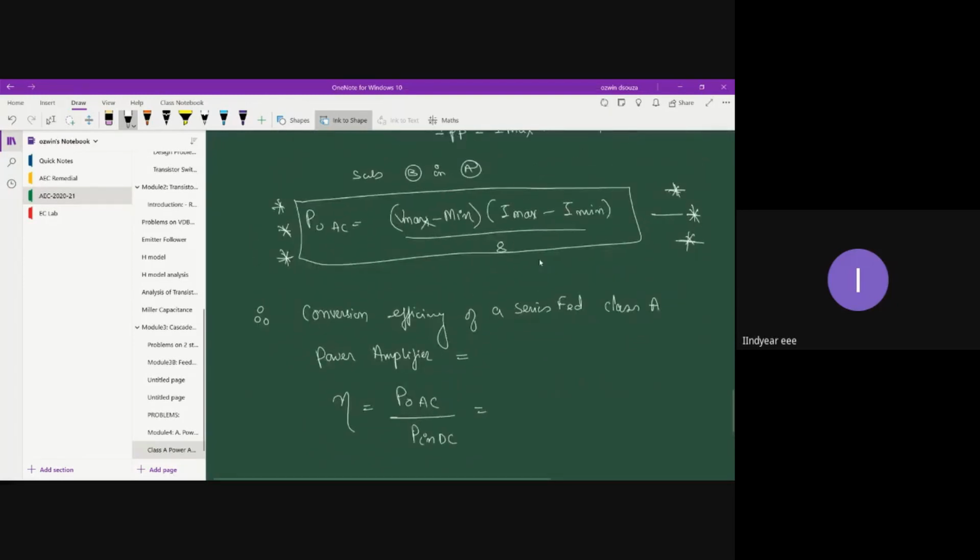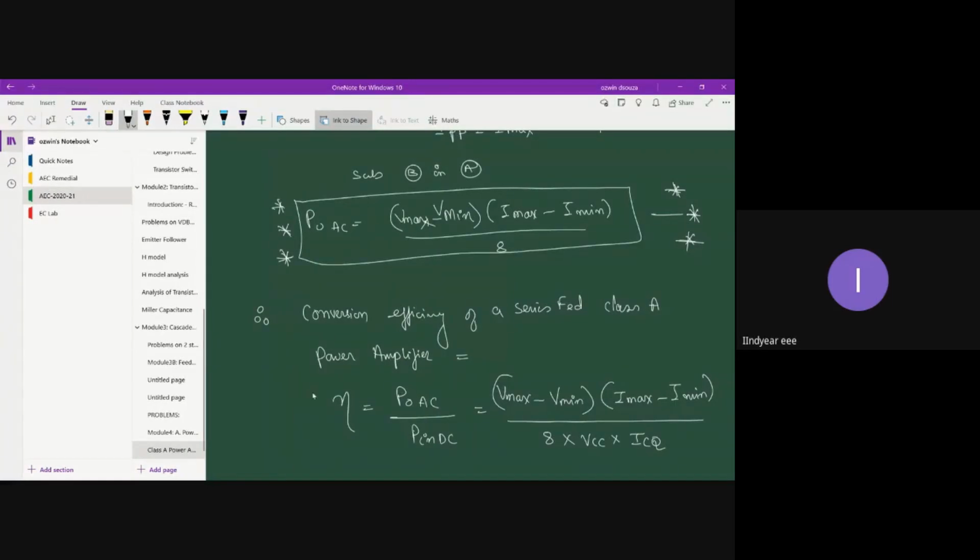P naught AC can be substituted from this particular equation. So you can write it as (V max minus V min) into (I max minus I min), divided by 8 into P in DC. What is P in DC? VCC into ICQ. So this is the expression for power.